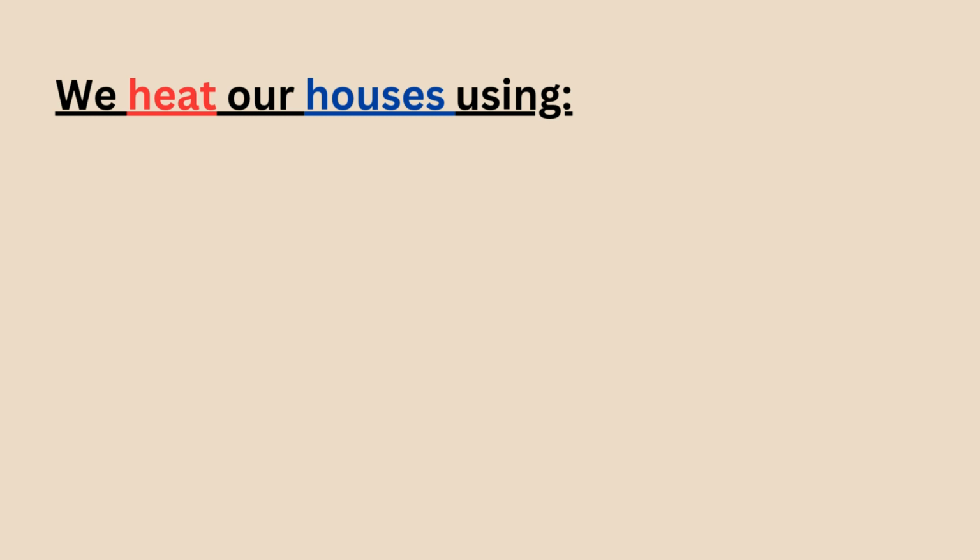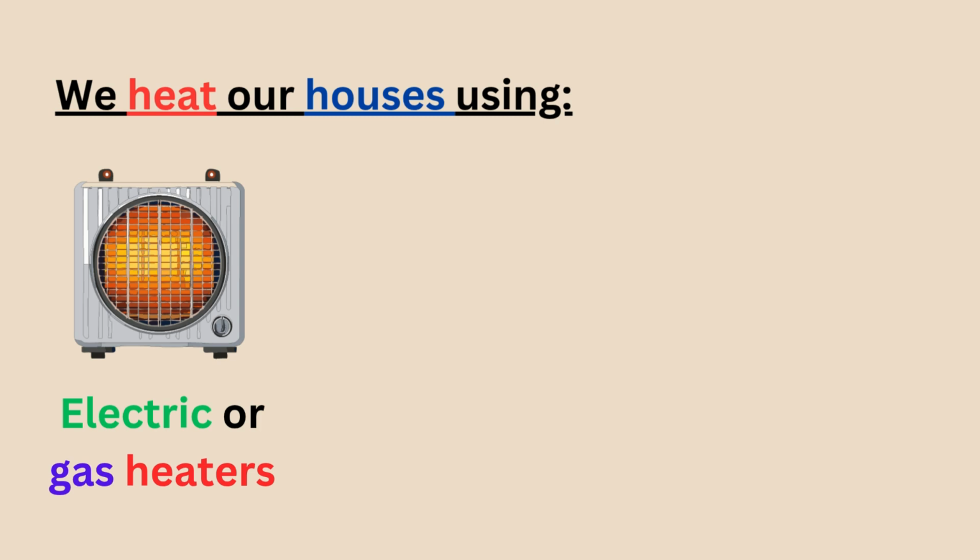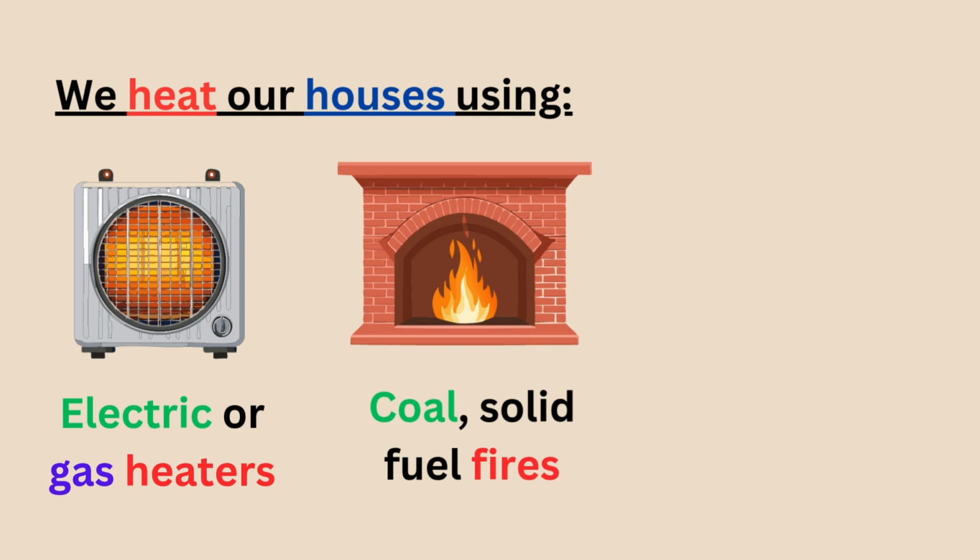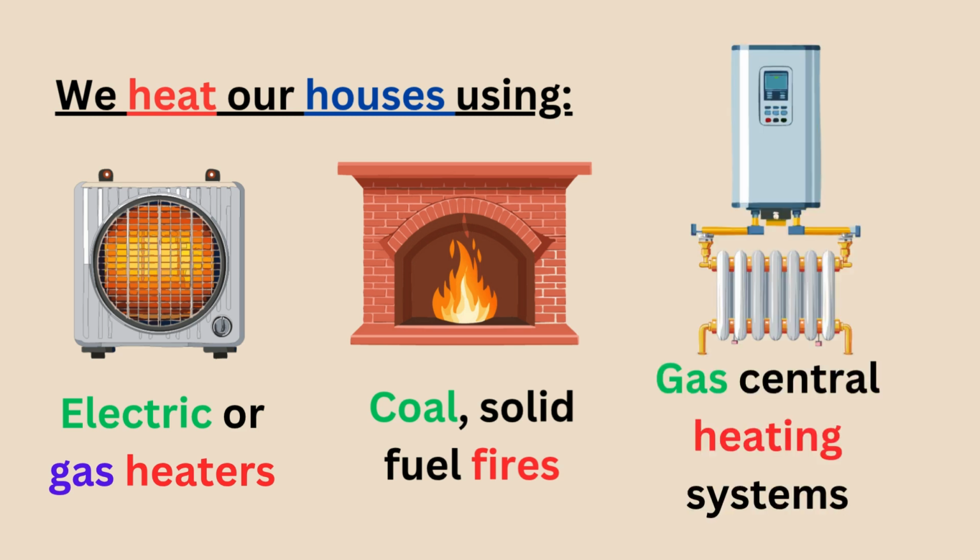There are different ways that we can heat our houses. In individual rooms we can use electric or gas heaters. We can also use solid fuel fires that would burn wood or coal. To heat an entire house we can use a gas central heating, which burns gas to heat water, and then the hot water is pumped around each of the different rooms and it heats each room using a radiator.